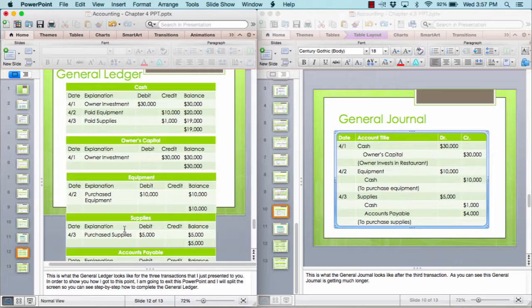And that is all the concepts that you will learn for this chapter. It's journalizing the entries, and once you journalize them, transfer them into the general ledger.